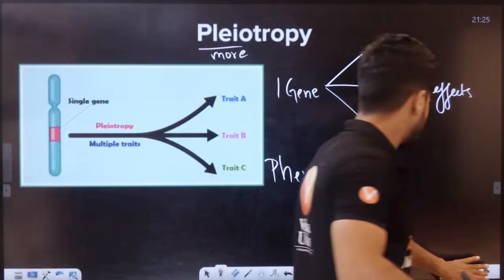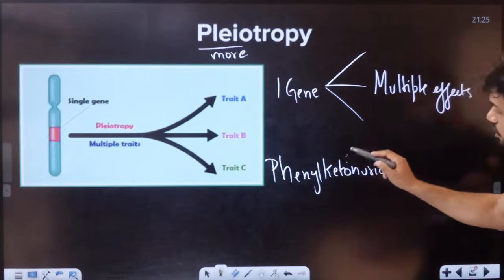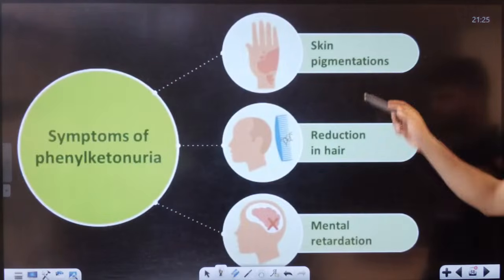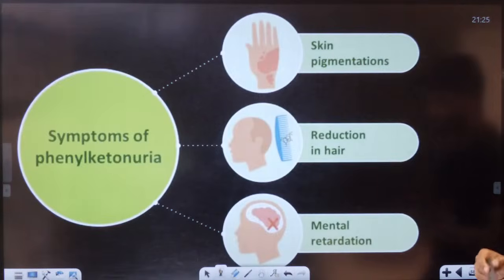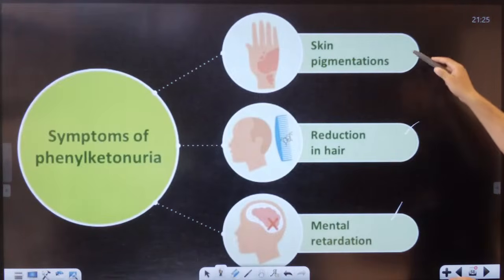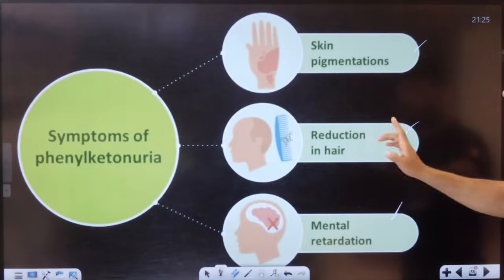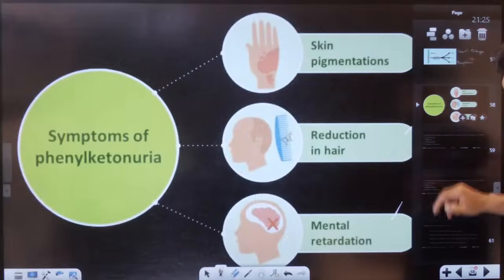Don't worry. Now, students, can you see? Because one gene is getting affected here, it can show multiple effects. Mental retardedness, hair loss, skin pigmentation can be seen. So one gene, multiple effects, students.